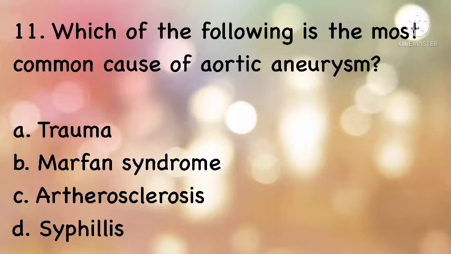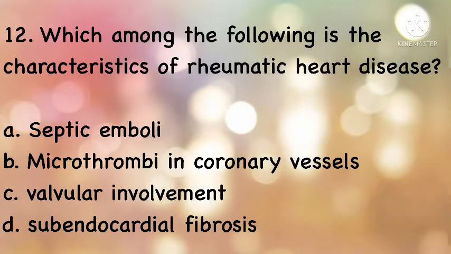Which of the following is the most common cause of aortic aneurysm? Trauma, Marfan syndrome, atherosclerosis, syphilis. Correct answer is C, atherosclerosis. Which among the following is the characteristic of rheumatic heart disease? Septic emboli, microthrombi in coronary vessels, valvular involvement, subendocardial fibrosis. Correct answer is C, valvular involvement.